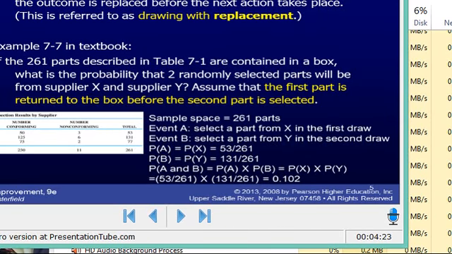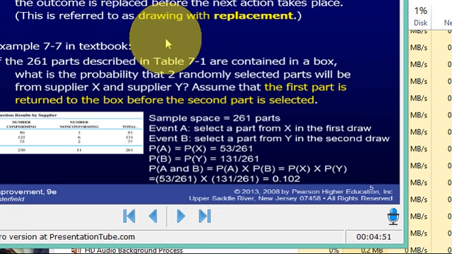The second situation of getting independent events is called drawing with replacement. So you repeat an action that does remove a possible outcome, but then you replace this outcome before the next action takes place. So before the next action takes place, the sample space has been restored to the original form, so therefore the sample space does not change. And let's have a look at the example 7.7 in our textbook.